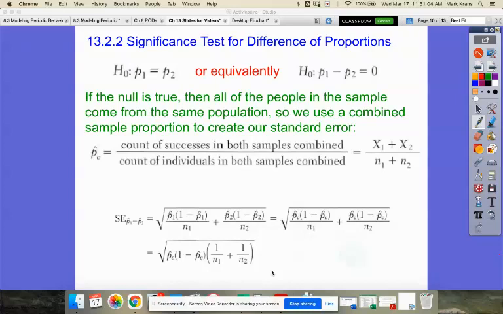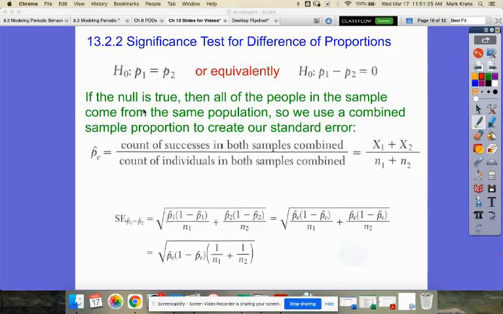Significance test for a difference of proportions. For all of these, you're going to set up your null that the row from population 1 or treatment 1 equals the row of population 2 or treatment 2, or you can say that the difference between the treatments is 0. The difference between the two populations is 0.